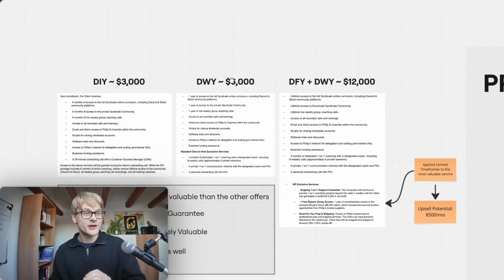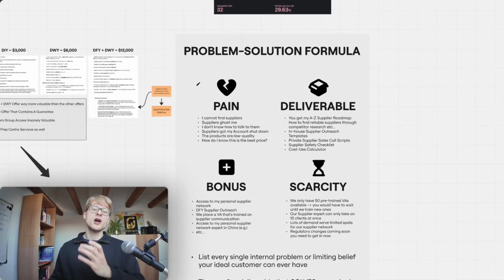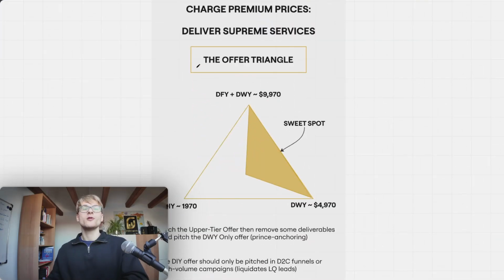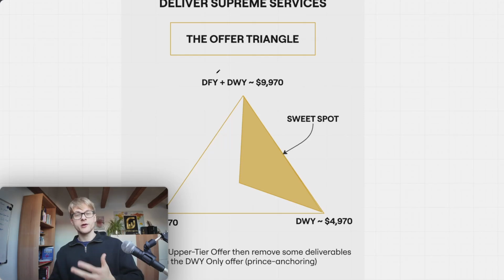Now, I'm going to show you the exact offer structure that we currently run for this client, how to come up with such an offer on your own, and how to price it the right way. And we always think about something like an offer triangle. So we basically want to have 3 different offer tiers that help you still liquidate these different audiences that you have.